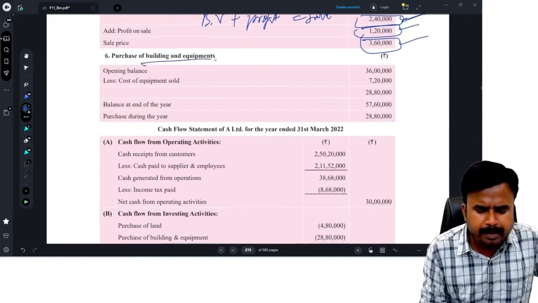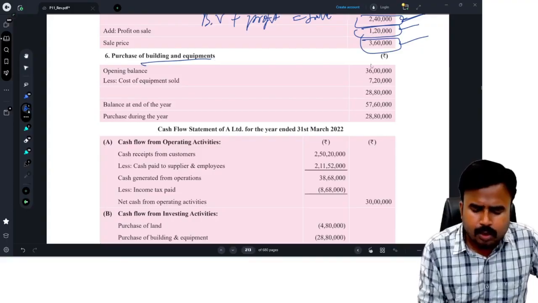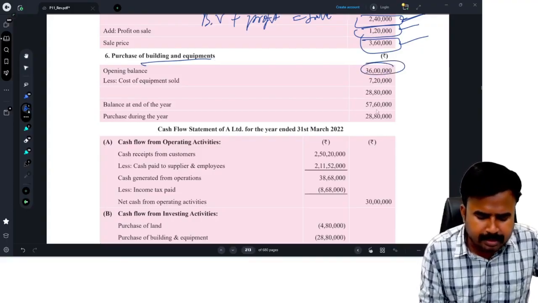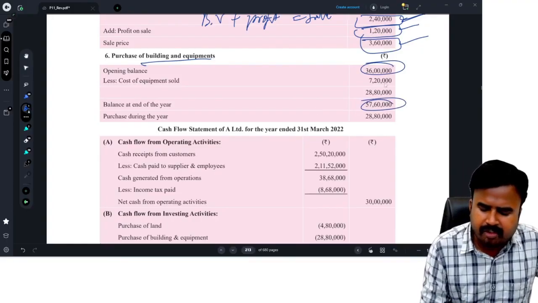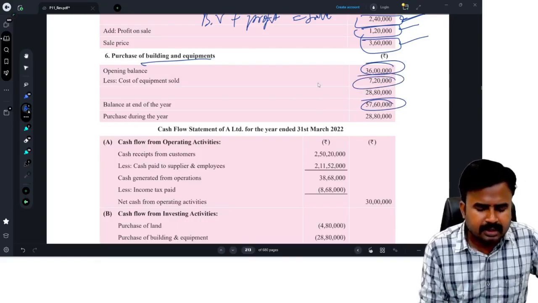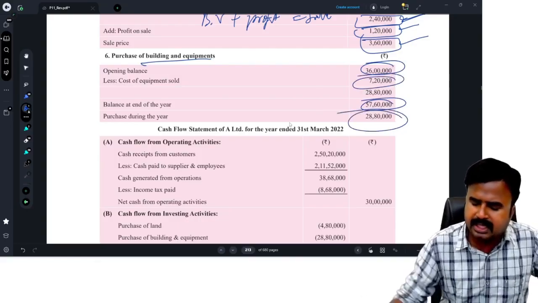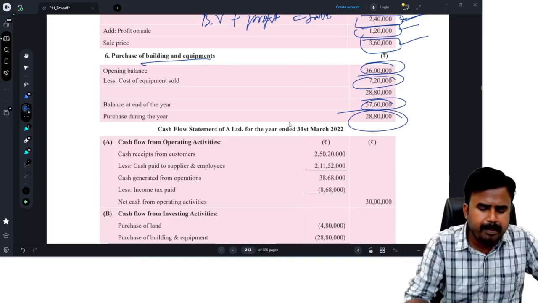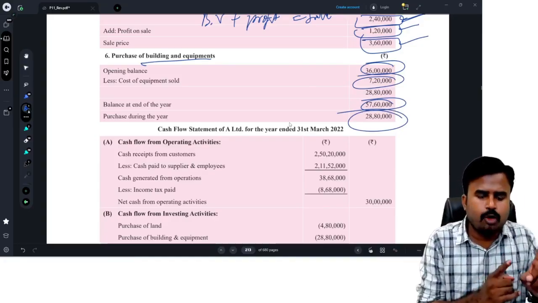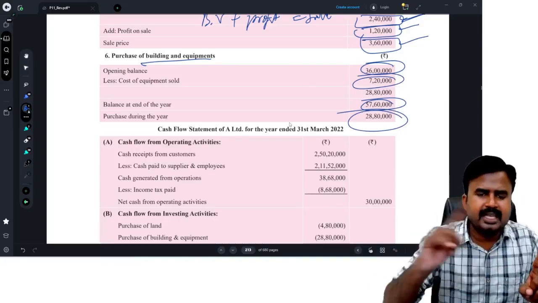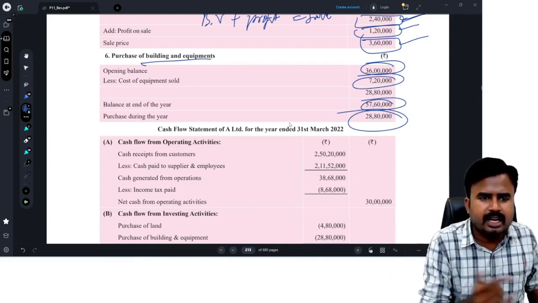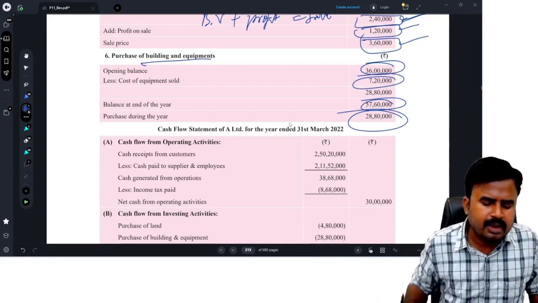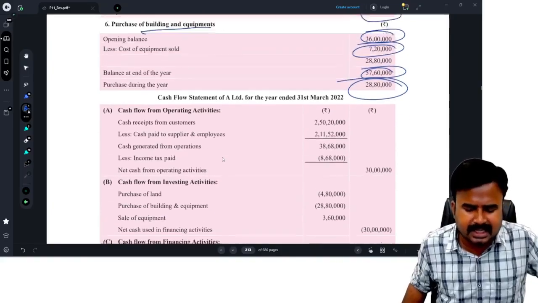Purchase of building and equipment: you can prepare the building and equipment account, write the opening balance, write the closing balance, and write the equipment sold transaction along with profit. Then the debit side balancing figure will be purchases of building and equipment, 28 lakh 80,000. That's a simple transaction, so I'm not explaining it further.